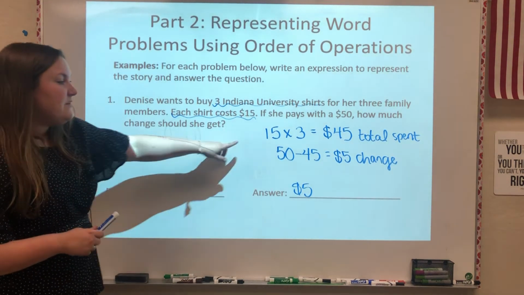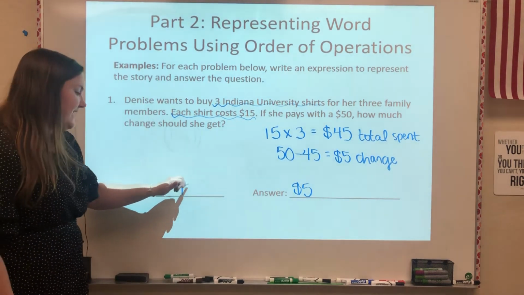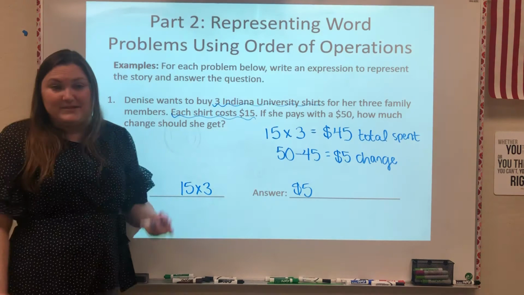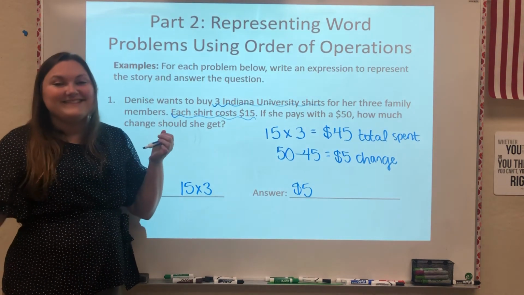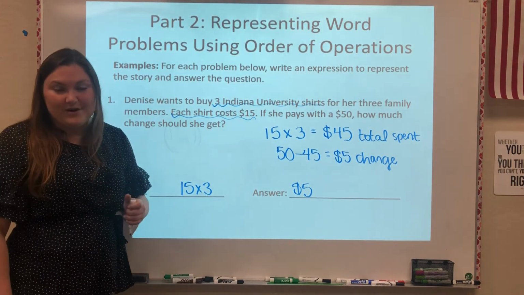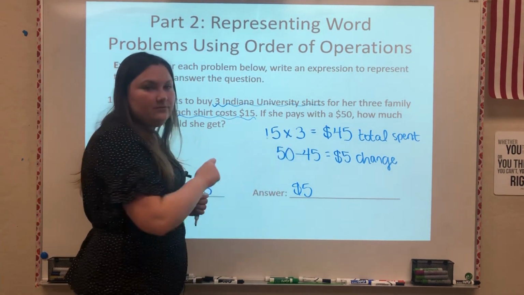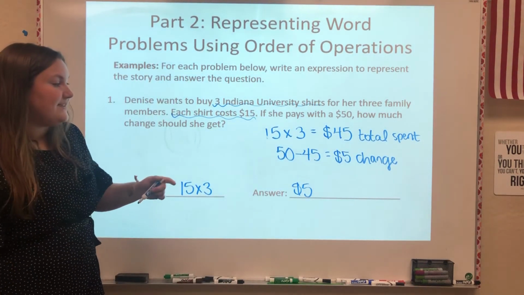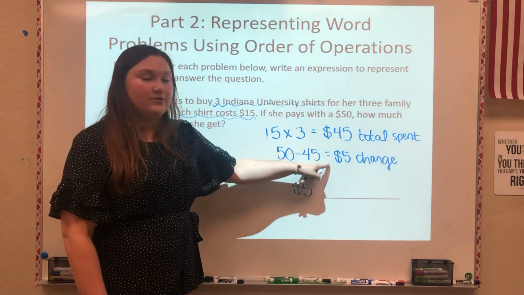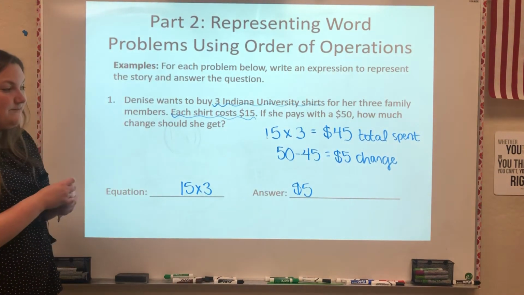The first thing we did is we did 15 times 3. So I'm going to put that down. That's going to be part of my equation, 15 times 3. You can write it with that multiplication sign. You can write it with parentheses, a dot. I don't care how you write that multiplication, but that's going to be somewhere in our equation. Now, after we multiplied, what did we do? Well, the next step is subtracting. We took our $50 and subtracted the total amount of money she spent. So in my equation, we also need that subtraction.